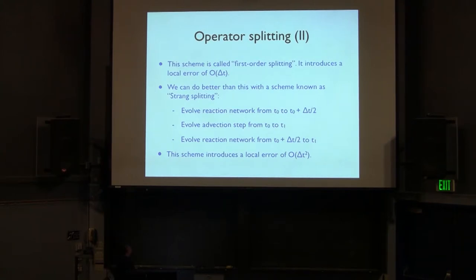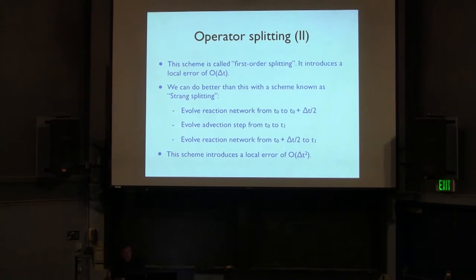So that was first order splitting. Obviously, it introduces an error of order of the time step. You can do better using this thing called Strang splitting, which I think Jim also mentioned there. In this, you evolve the reaction network from T0 to T0 plus a half time step. You evolve the advection over T0 to T1, and then you evolve the reaction network for the second part. And that already gets you a second order.